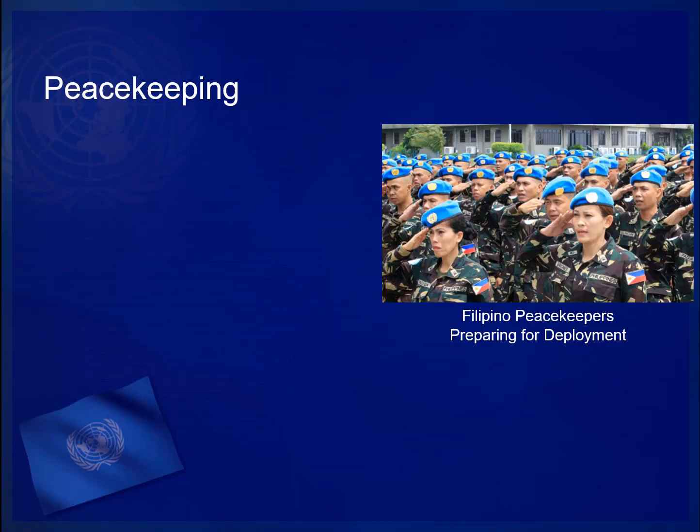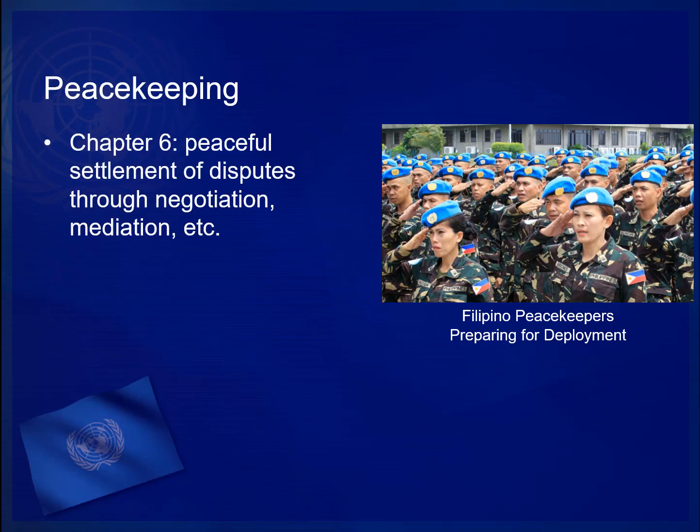The blue helmets or blue berets of peacekeeping forces are probably the most iconic image of the United Nations. Interestingly, the use of peacekeeping forces is not specifically mentioned anywhere in the UN Charter. Rather, the Security Council's role in addressing threats to international peace and security is outlined in two provisions, Chapter 6 and Chapter 7. Chapter 6 provides for the peaceful settlement of disputes through Security Council intervention in the form of negotiation, mediation, arbitration, or judicial decisions.